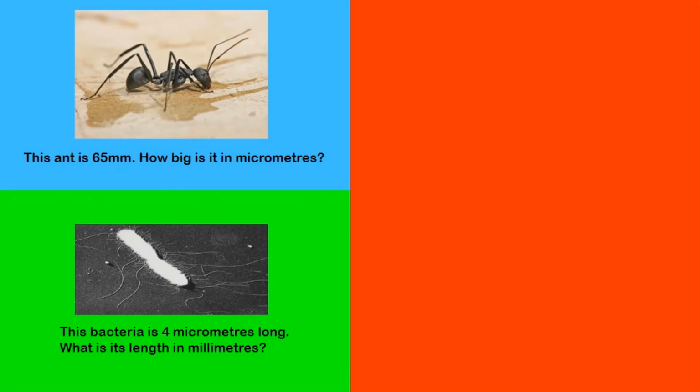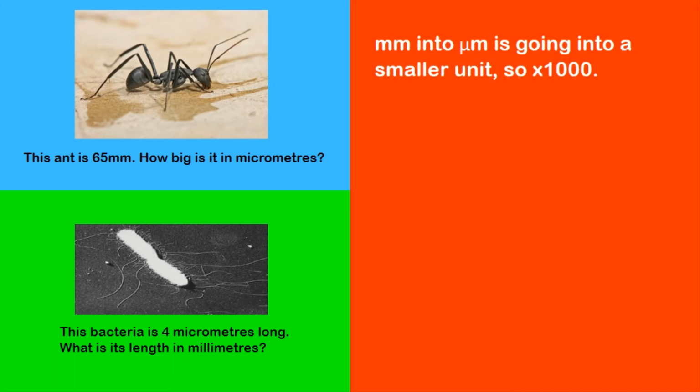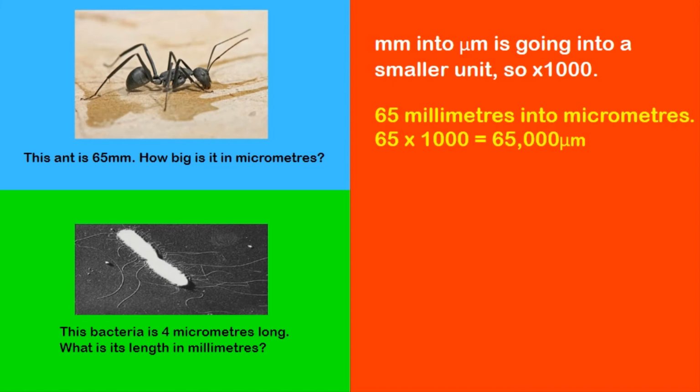So we'll just do a quick example. I've got an ant and it's 65 millimeters, which when you think about it, it's disturbingly big. That's a monstrous ant. But how big is it in micrometers? I'm going into a smaller unit, so I just need to times that by 1,000. So 65 times 1,000 is 65,000 micrometers. So that ant, I could say it's 65 millimeters, or I could say it's 65,000 micrometers.